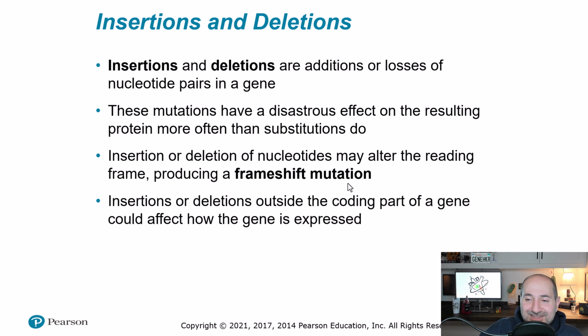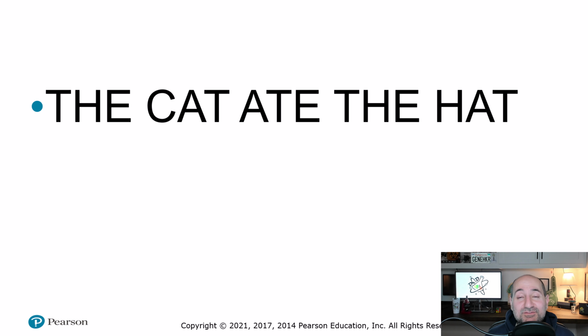Okay, and I'm going to give you an example of what happens when you have a frame shift mutation. Let me just give you a sense of the chaos that can ensue if you introduce an insertion mutation into a codon. Here I have something that resembles codons, but it's obviously English. The cat ate the hat, right? You can imagine I'm trying to make a point where every 3 letters represents a codon. And remember, the codons code for different amino acids.